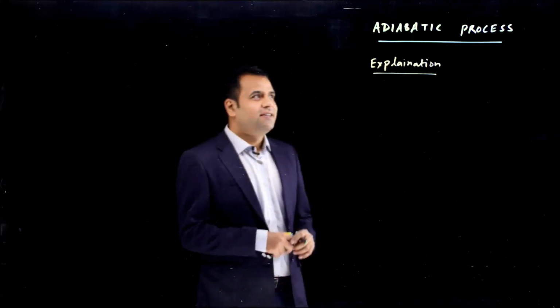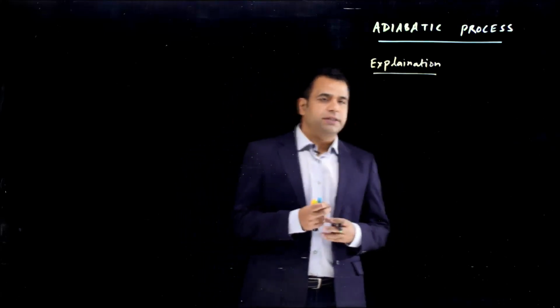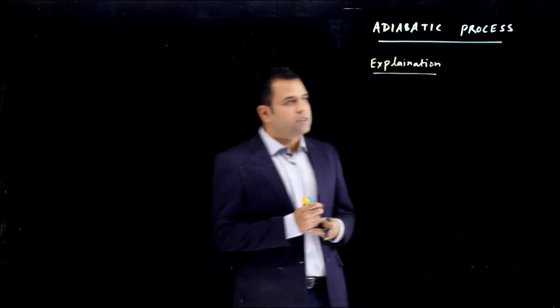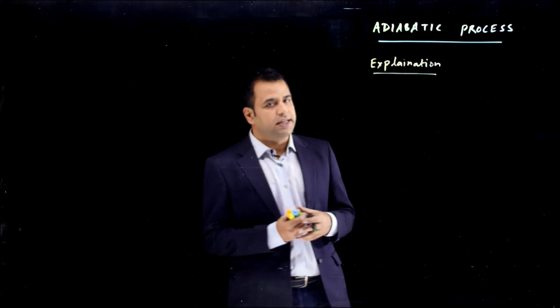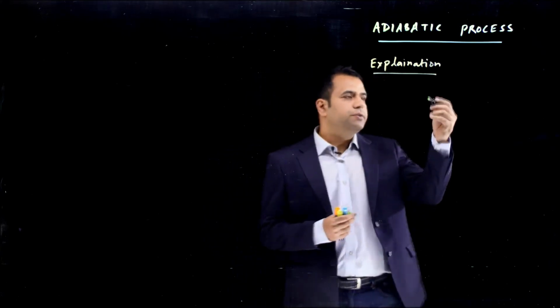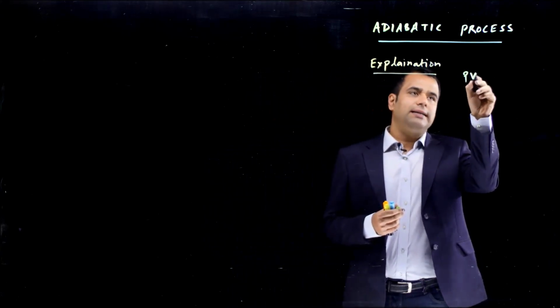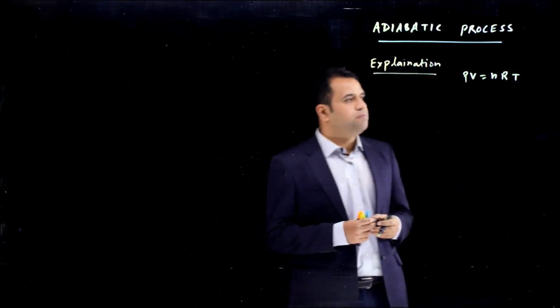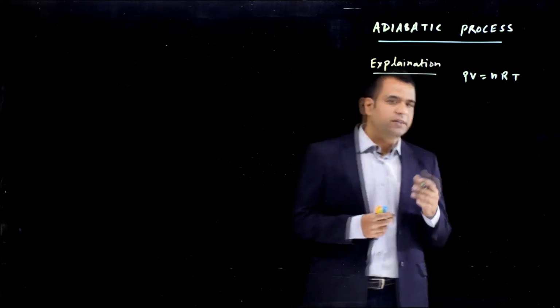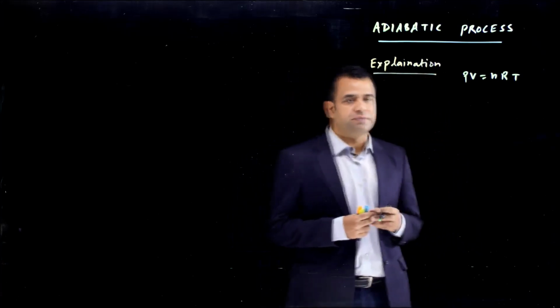Hello. Now let's do the adiabatic process. So first is the explanation in terms of analytical representation as well as the graphical representation. As we know, there is an ideal gas equation PV equals nRT involving three variables P, V and T for a closed system. If it is an open system, n will also be a variable there.